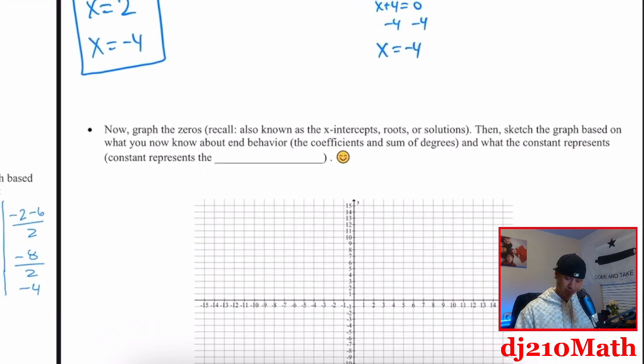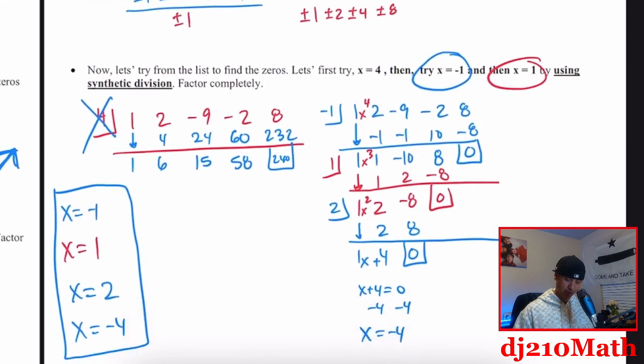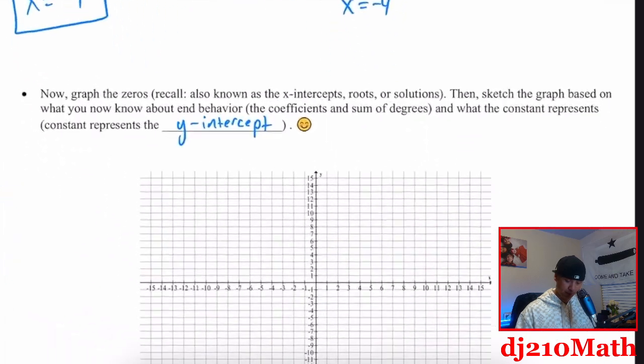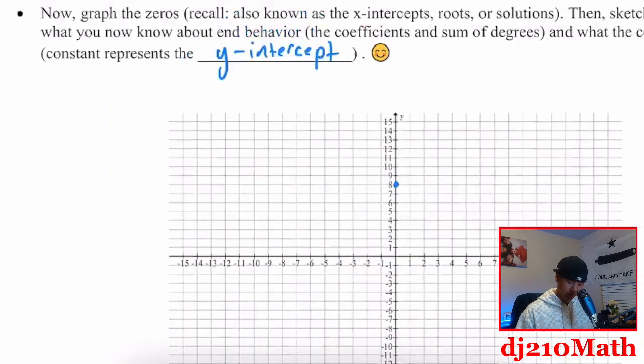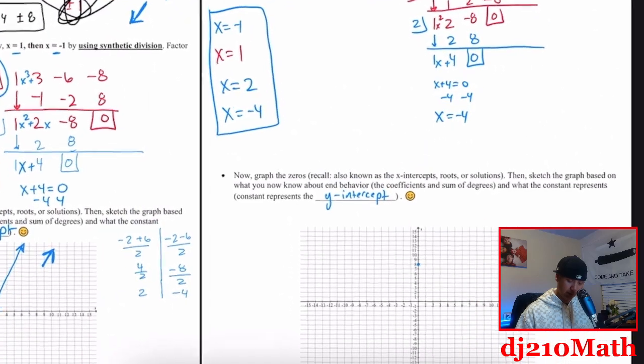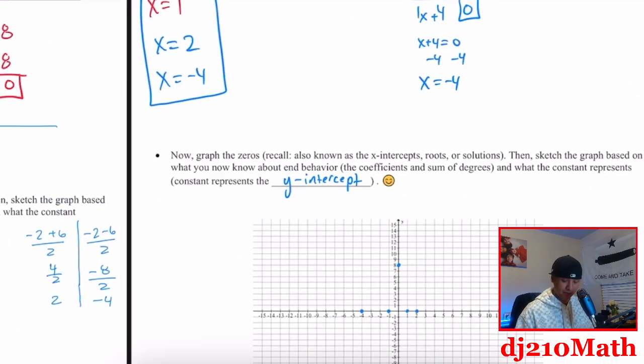All right. So now when we go to graph this, again, remember the constant represents the y-intercept, which in this case is positive 8. So graphing all the things that we know: positive 8, and negative 4, negative 1, 1, and 2. So we graphed our x-intercepts and our y-intercept, and now we look at the end behavior.